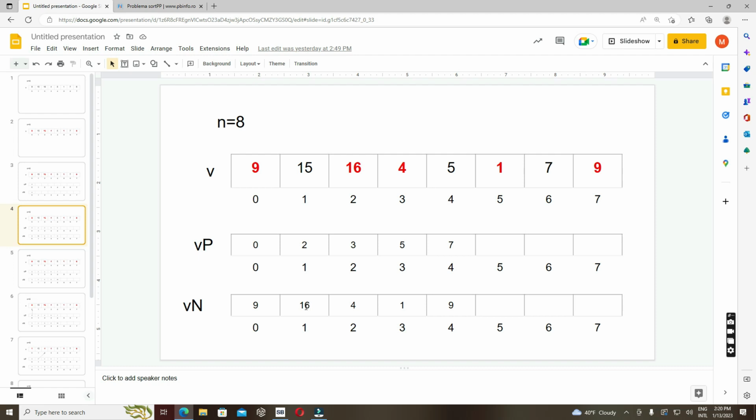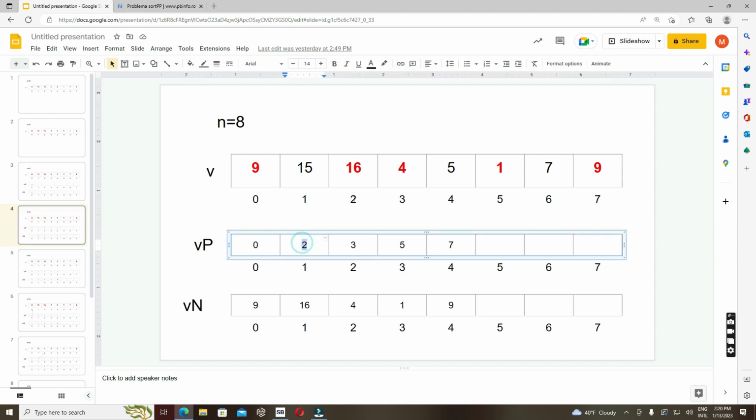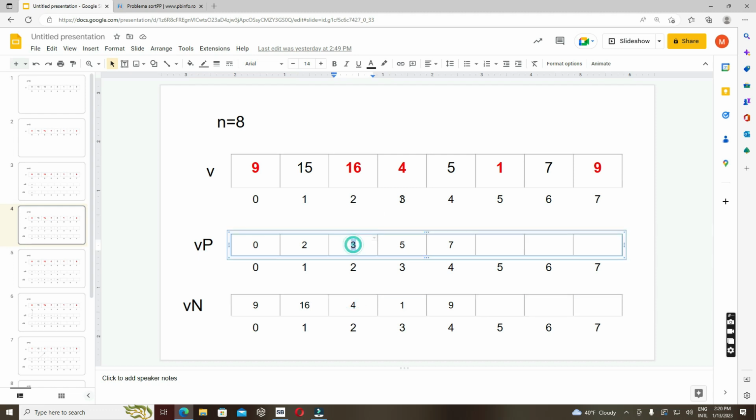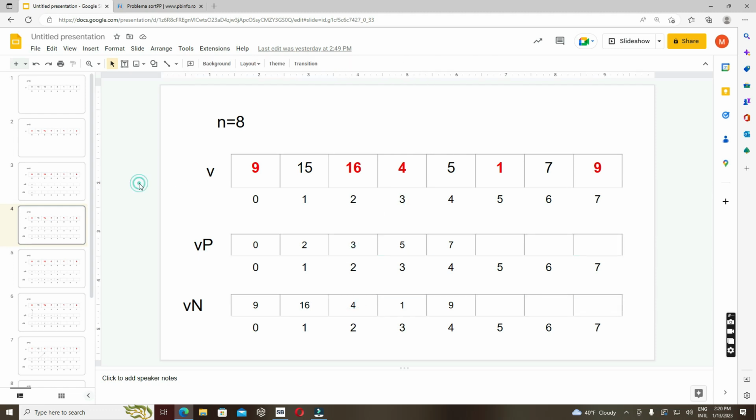Like 16 goes here, and here goes the position of 16. So 4 comes here, and here comes the position of 4, and so on. And then I must sort this array. After sorting the array, I will put number 1 at position 0 here. I will put number 4 at position 2 here. I'll put number 9 at position 3 here, and so on.